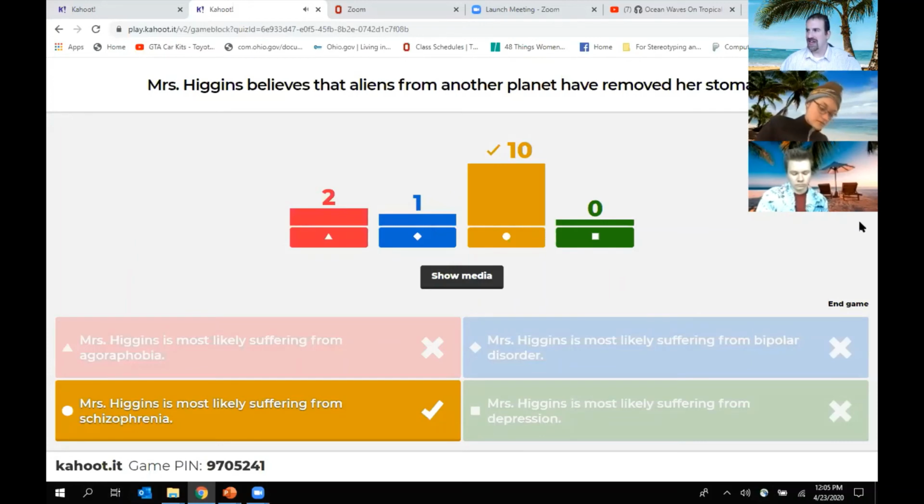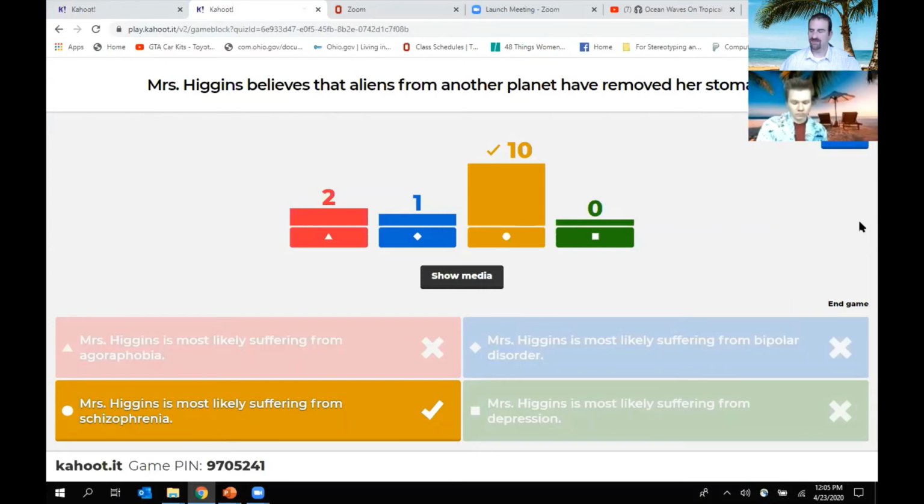Demonstrating schizophrenia. You guys can pick up on that in terms of she's kind of being delusional in terms of thinking that aliens of another planet have removed her stomach. Okay, so you guys got that one done well, very nicely done.